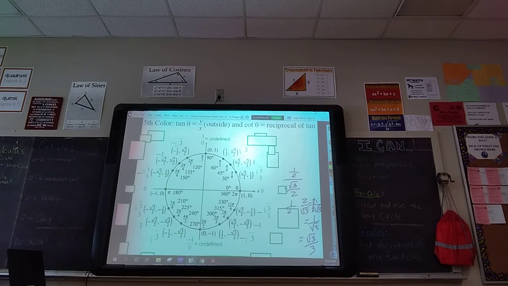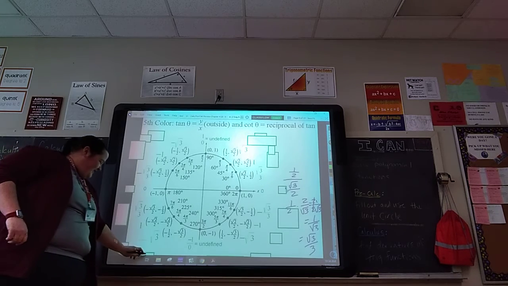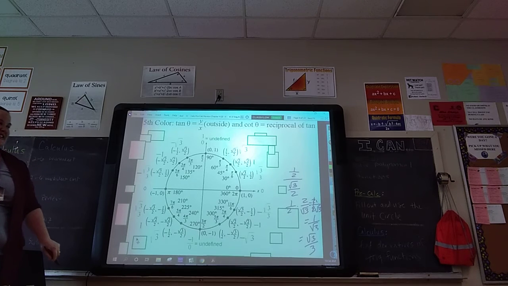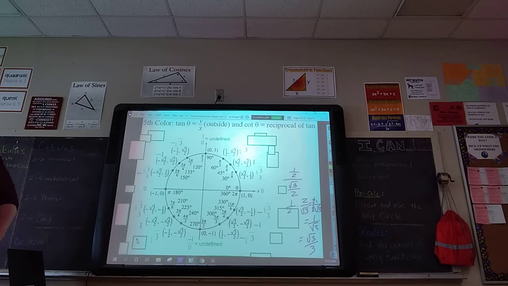So there's a nice pattern for it. Okay, make sure you write the rest of the tangent values down because tomorrow we're going to start up with the blue packet.